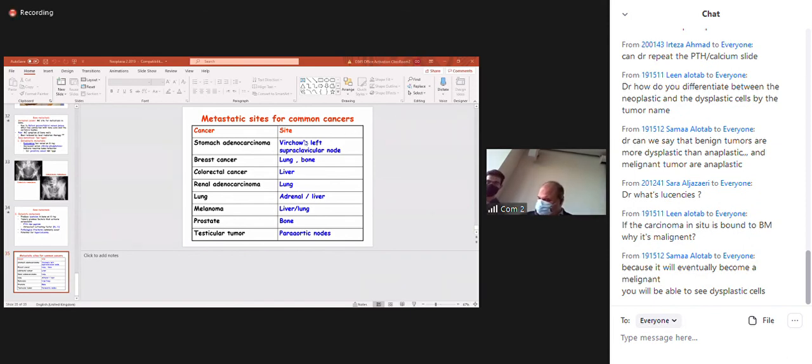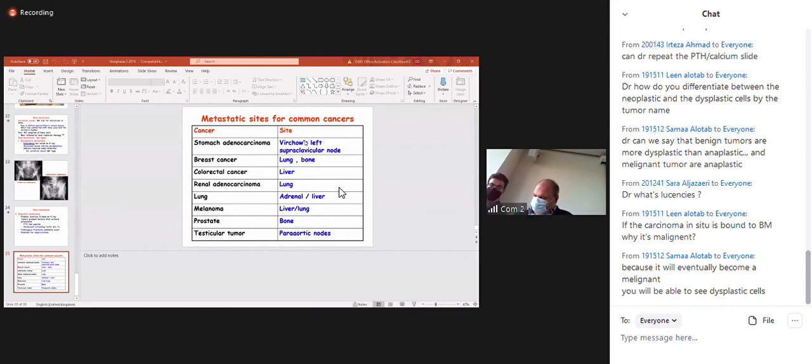How can you differentiate between the neoplastic and the dysplastic cells by the tumor name? You cannot. You have to label the tumor as anaplastic, and this is how you would know. No, neoplastic and, wait one second, neoplastic and dysplastic are the same. We already talked about this. I told you for the sake of this course, neoplasia and dysplasia are the same, so that there is no confusion.